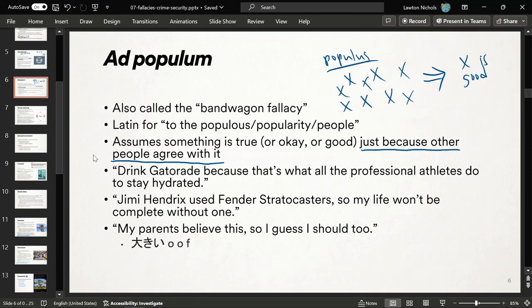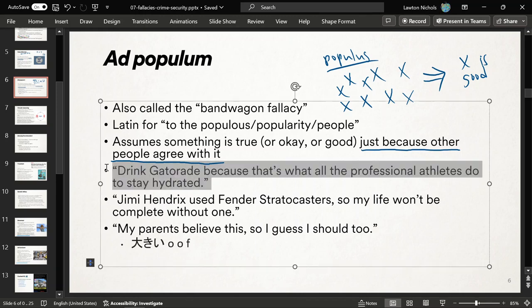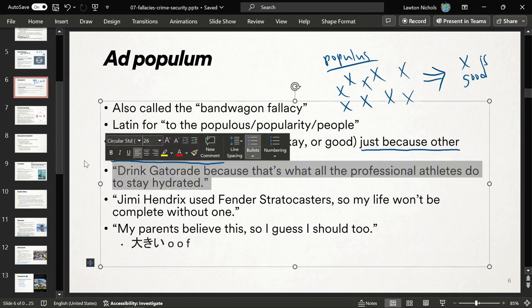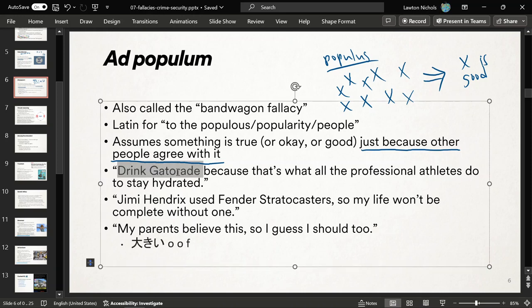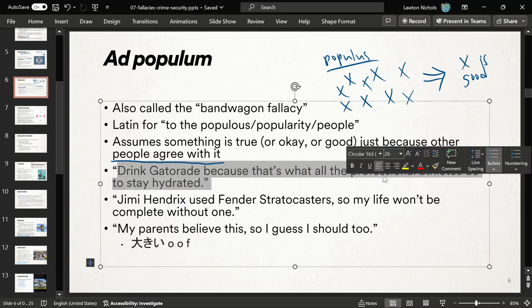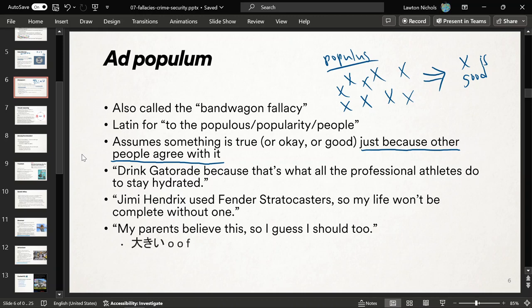Okay, so here are some good examples of the ad populum fallacy. You'll see this a lot in advertisements. It's a good way to advertise something to somebody. It's like, drink Gatorade because that's what all the professional athletes are drinking to stay hydrated, right? That's selling Gatorade to people. You've seen posters and video ads that look like that, I'm sure. That's the ad populum fallacy. Don't just do it because everybody else is doing it. Maybe they were all paid to use Gatorade or something like that. They're getting ad revenue from all the people who are listening to this ad. That's the ad populum fallacy. It's got ad in the name.